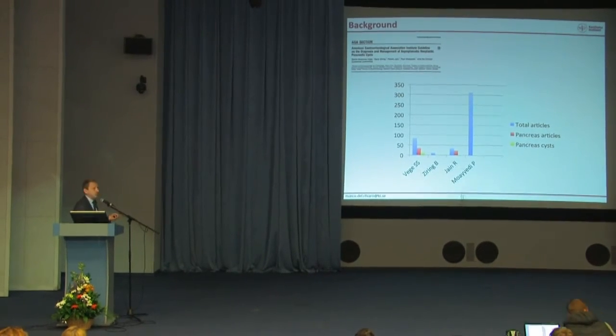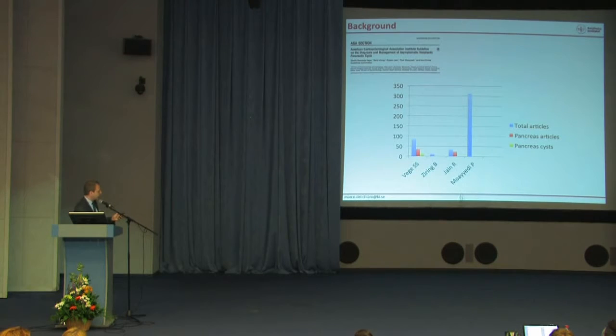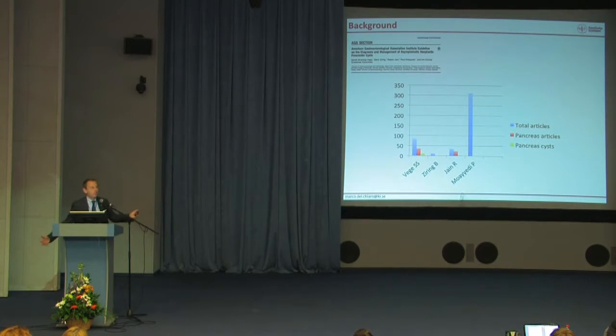Actually, I suggest you don't follow the American guideline, and actually most of the Americans agree on that. I want to show you something very impolite. The Italians are impolite. They are the authors of the AGA guideline. The first author published around 70 publications, around 25 on pancreas, and on pancreatic cysts, I think something like 3 or 4. The second author published 3 papers in his life, nothing on pancreas. The third author published something around 30 publications, of which 15 on pancreas, none on pancreatic cystic lesions. Finally, the fourth published a lot of papers, none on pancreas.